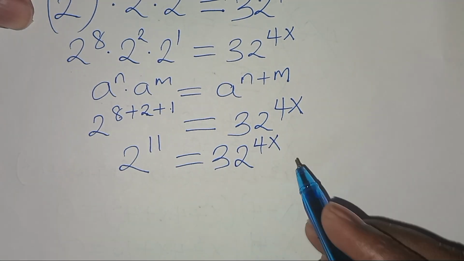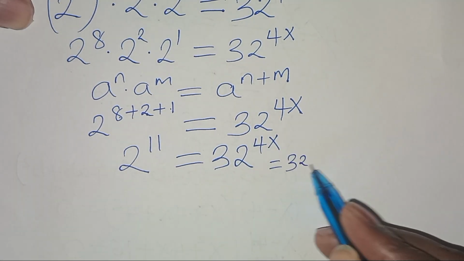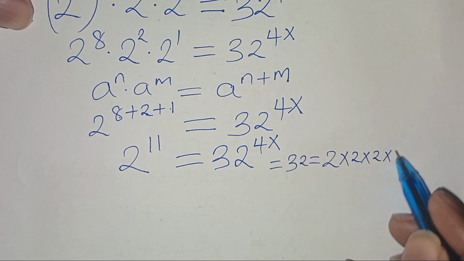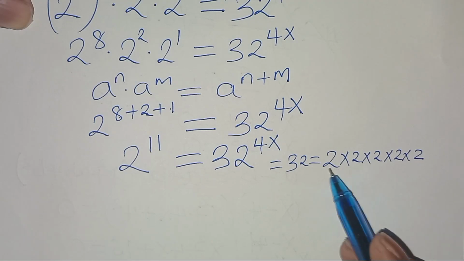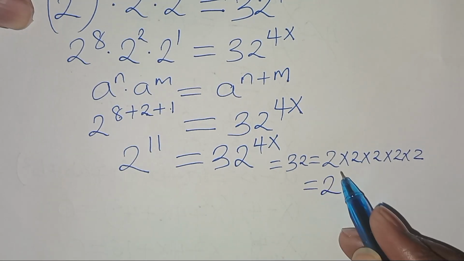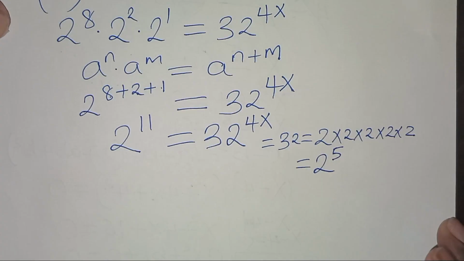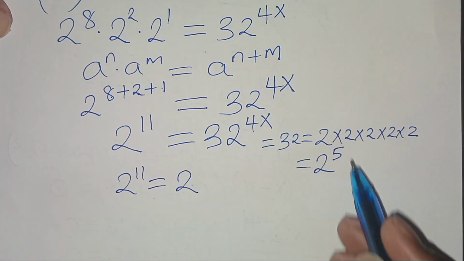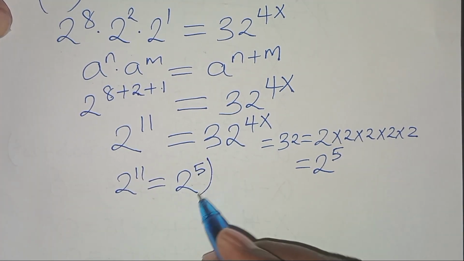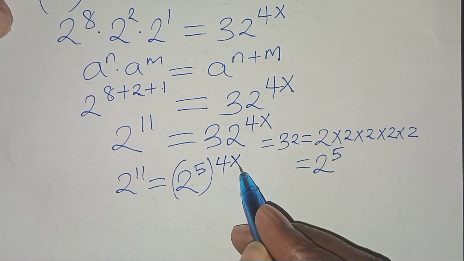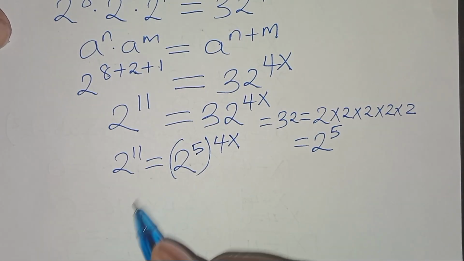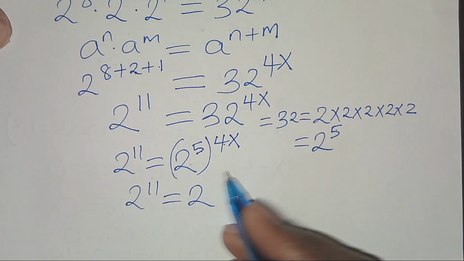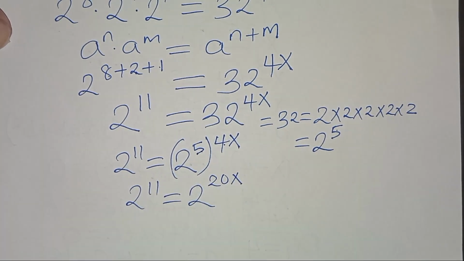The next step here, we can express 32. 32 is basically 2 times 2 times 2 times 2 times 2. So this is essentially equal to 2 to the power 5. Now here we have 2 to the power 11. This is equal to 2 to the power 5, all this raised to 4x. So you will have 2 to the power 11. This is equal to 2 to the power 5 times 4, which is 20x.